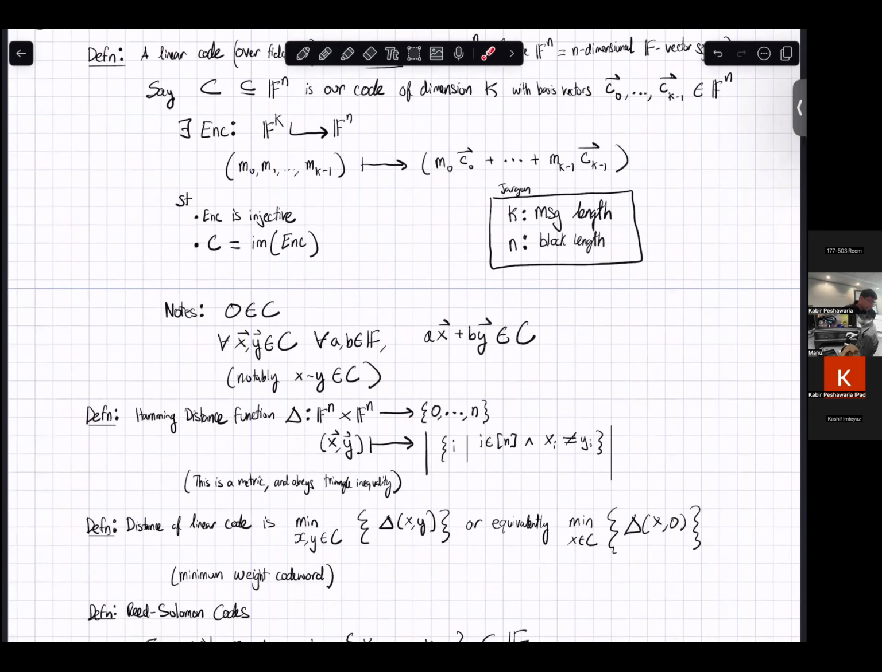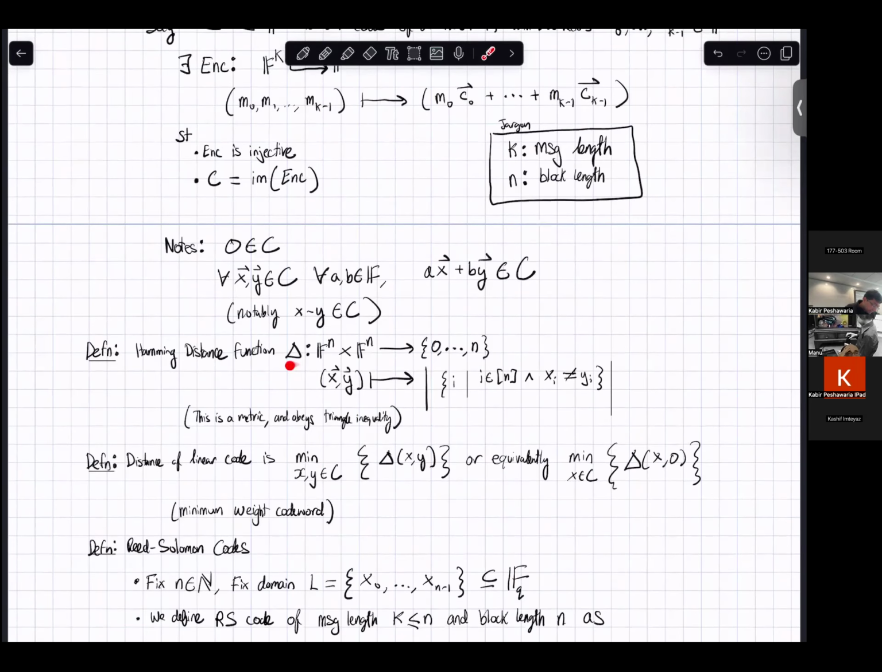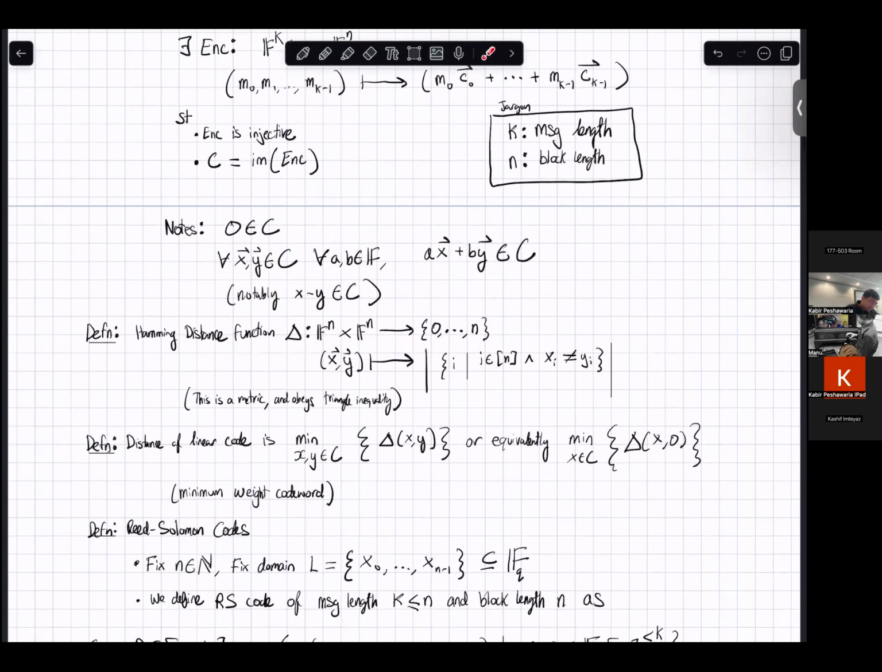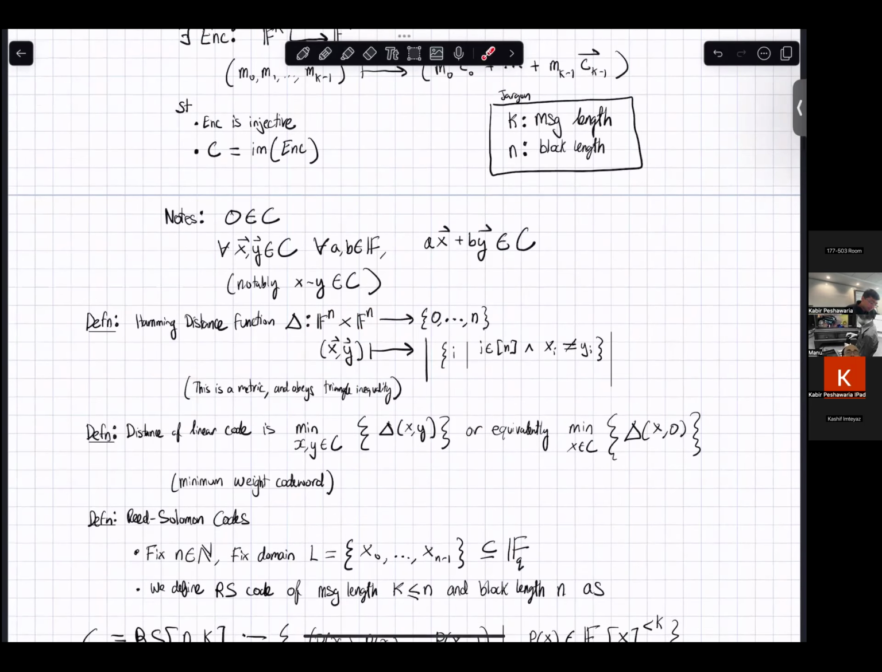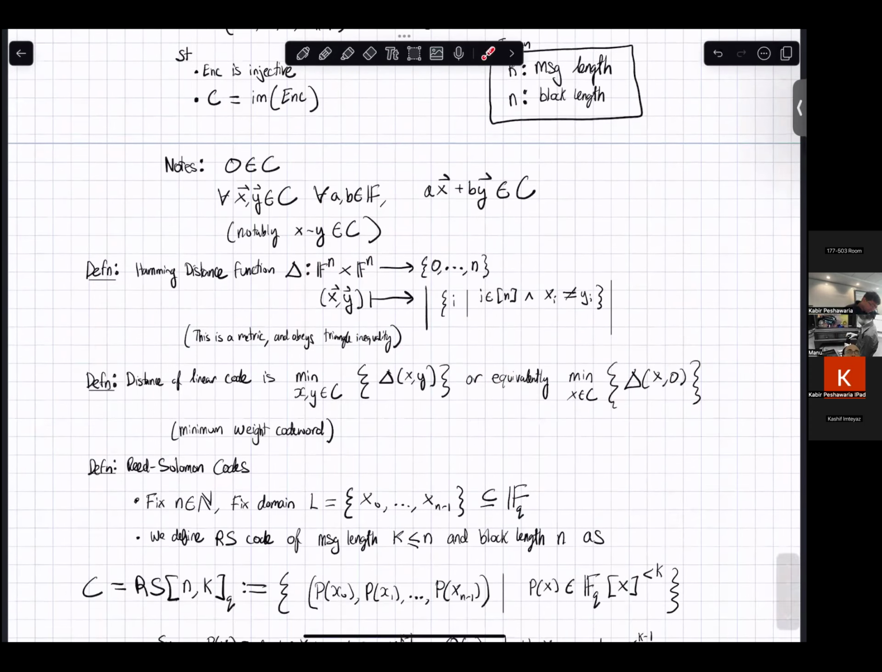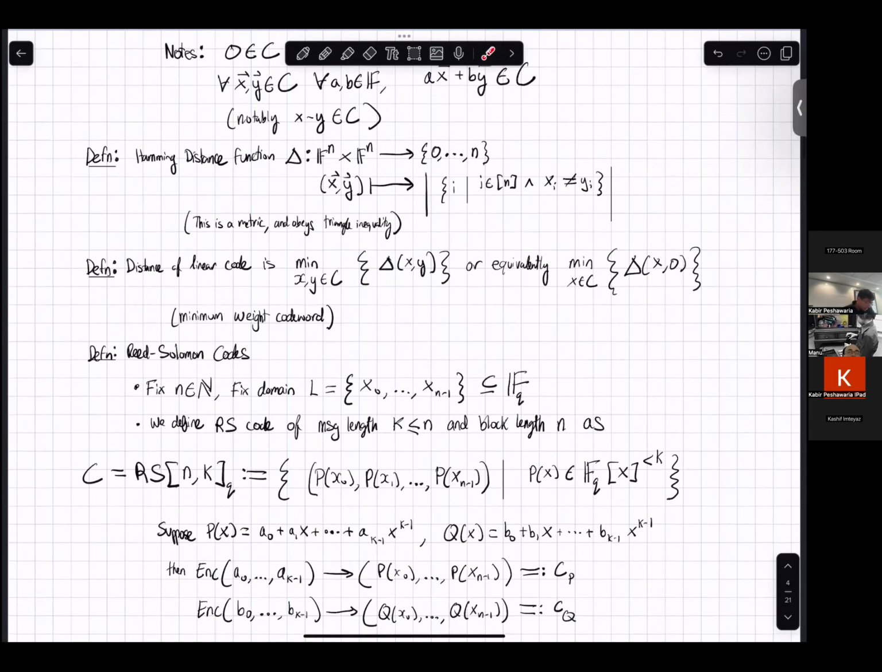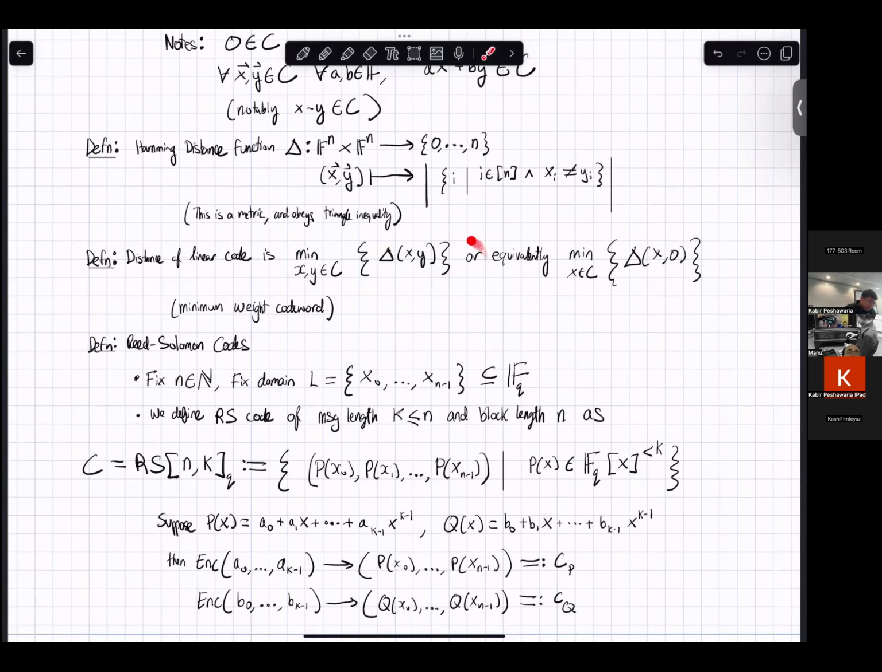Okay, I'm going to now define the Hamming distance function. And this is just a function which takes in two words in what I'll call the ambient space, F^n, and it just measures how many components of x and y are different. This is a perfectly good metric, and it obeys the triangle inequality, for instance. Now, the distance of a linear code is just the minimum distance between any two code words. It happens to be equivalent to just the minimum weight code word too, and I'll leave that as an exercise because of linearity of this code. But yes, the distance of a code is this.